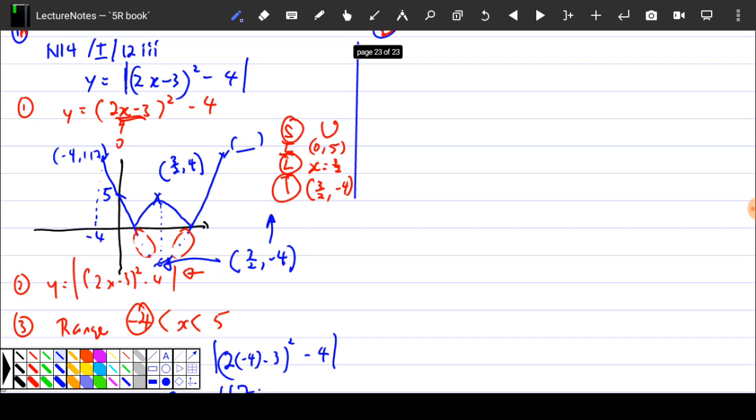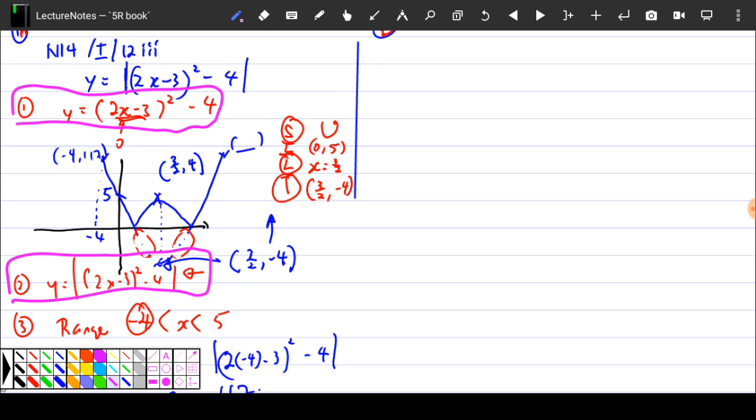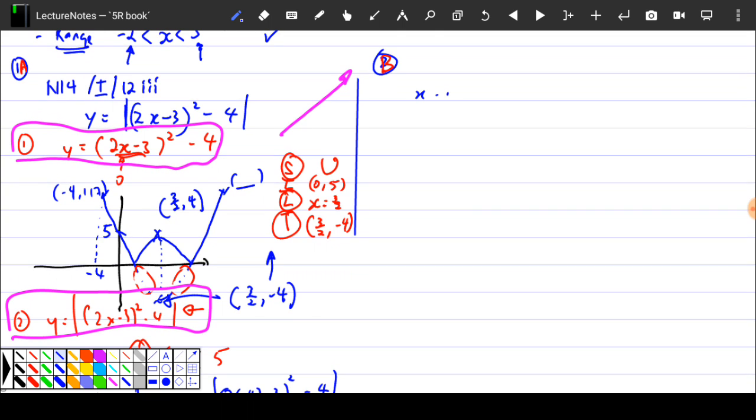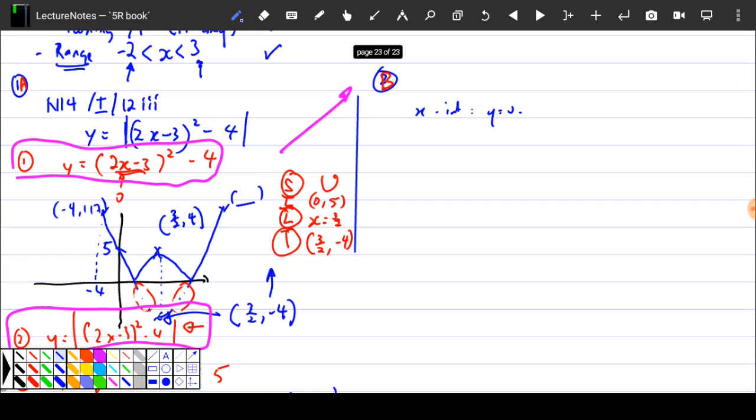Okay? So the first method is to draw the graph without the modulus, then try to flip it. So this is how you do it. Now the second method is trying to plot out points. So for example, you're going to sub in the x-intercept. So sub in the x-intercept means you will put y equals to 0, and you want to do it on the final one.